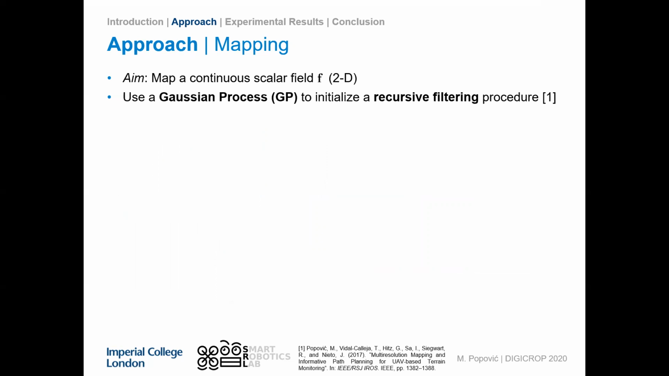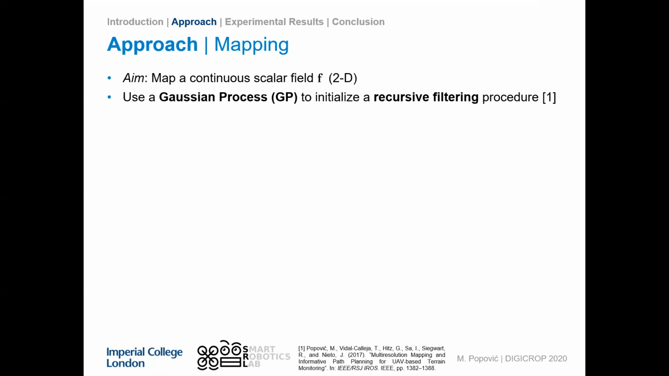For mapping continuous variables, on the other hand, the main challenge lies in fusing the dense visual imagery from the camera into a single map in a computationally efficient manner, while accounting for its probabilistic altitude-dependent behavior. Our goal here is to map a continuous scalar field on the terrain. And to achieve this, we use Gaussian process, or GP, models to encode the spatial correlations in the distribution in a probabilistic way.